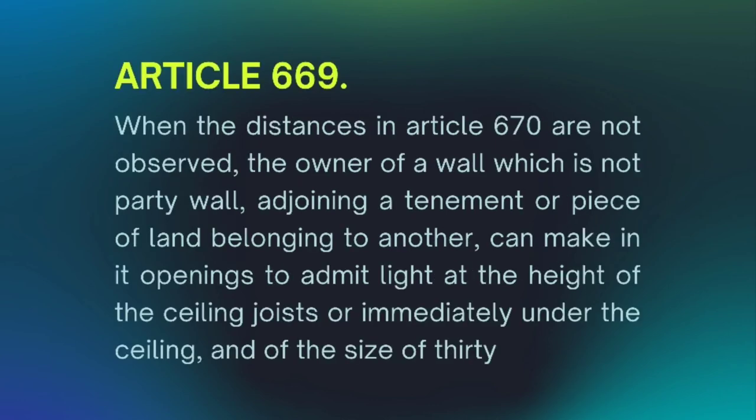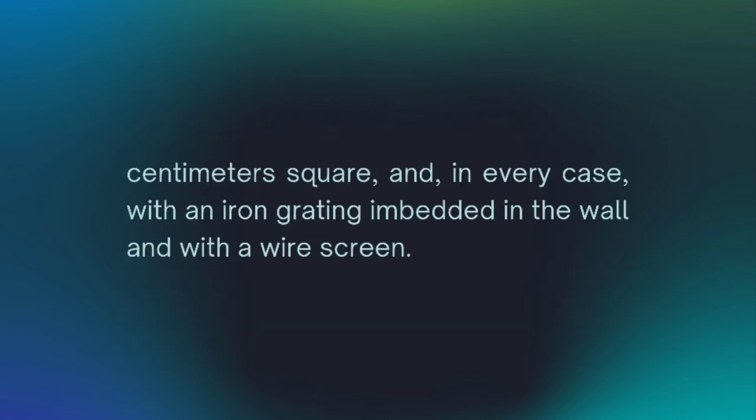Article 669. When the distances in Article 670 are not observed, the owner of a wall which is not a party wall, adjoining a tenement or piece of land belonging to another, can make in it openings to admit light at the height of the ceiling joists, or immediately under the ceiling, and of the size of 30 centimeters square, and, in every case, with an iron grating embedded in the wall and with a wire screen.